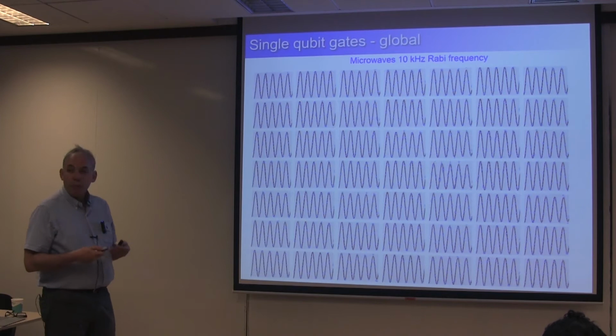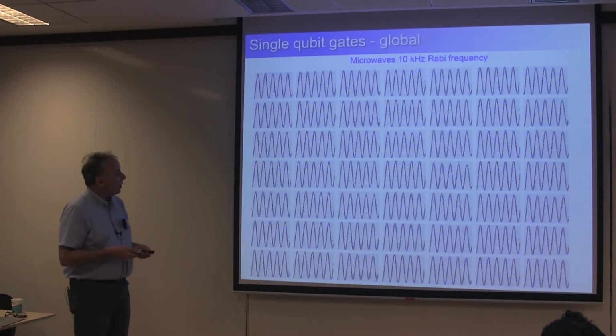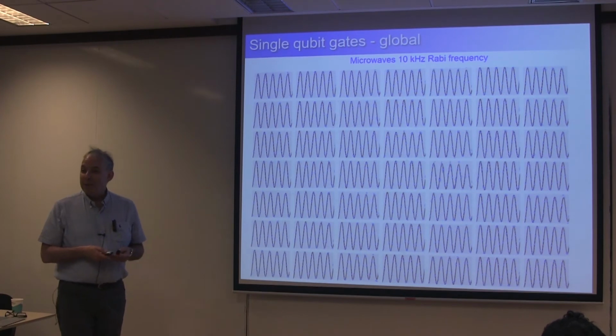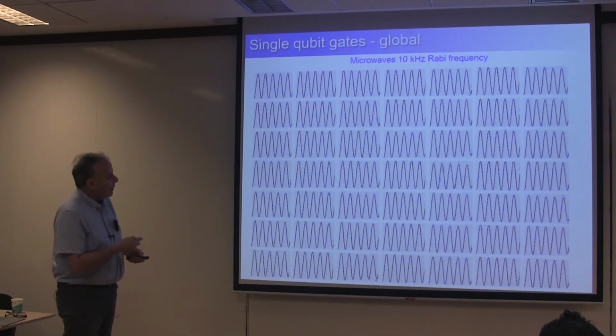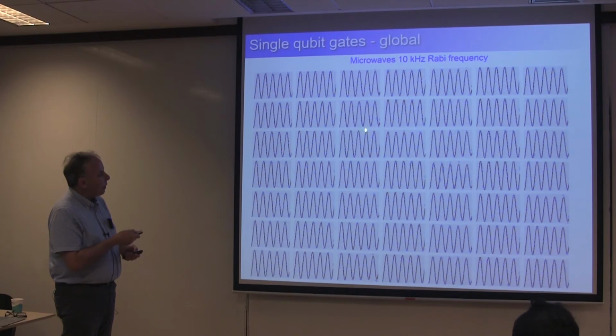Here's an example of just microwave rotations on the qubits. I like showing this because it's something that's very easy to do in the lab. You just set up a synthesizer and a microwave horn and you turn it on, and all of these guys will rotate in parallel.